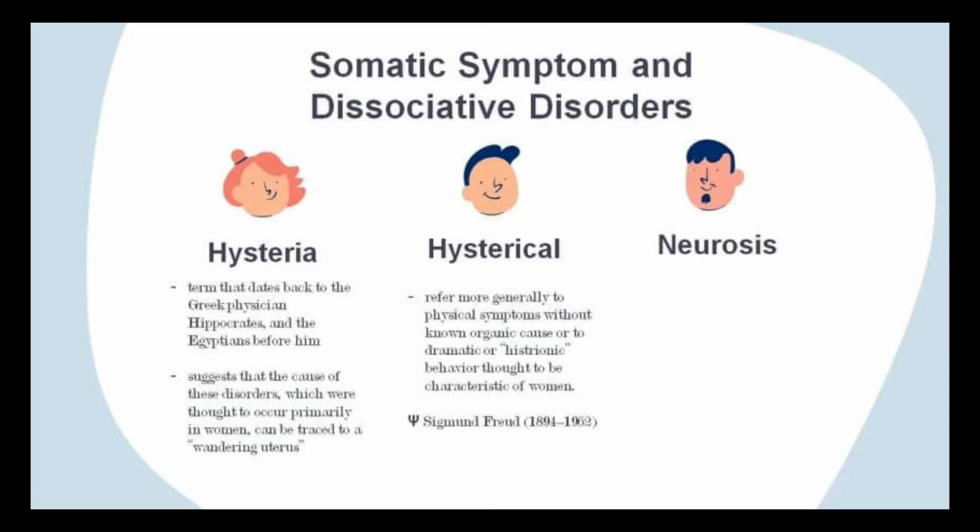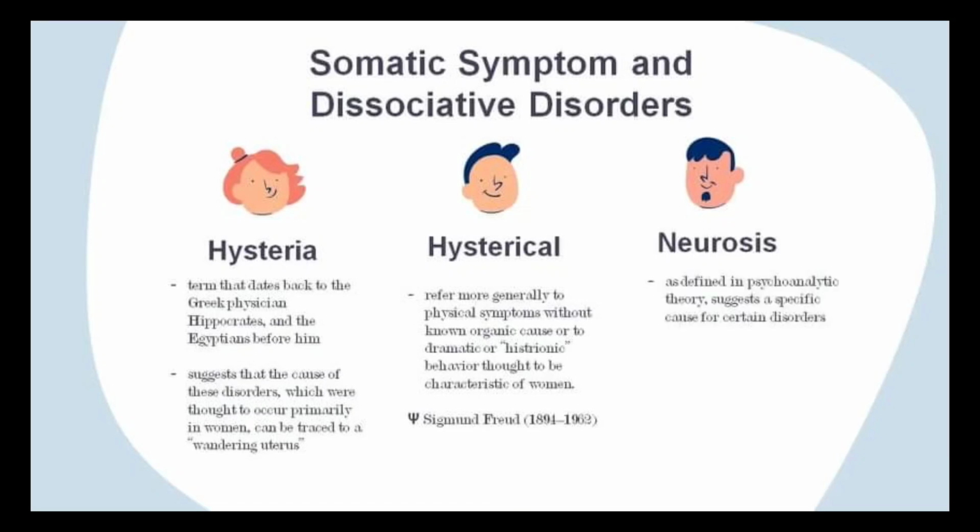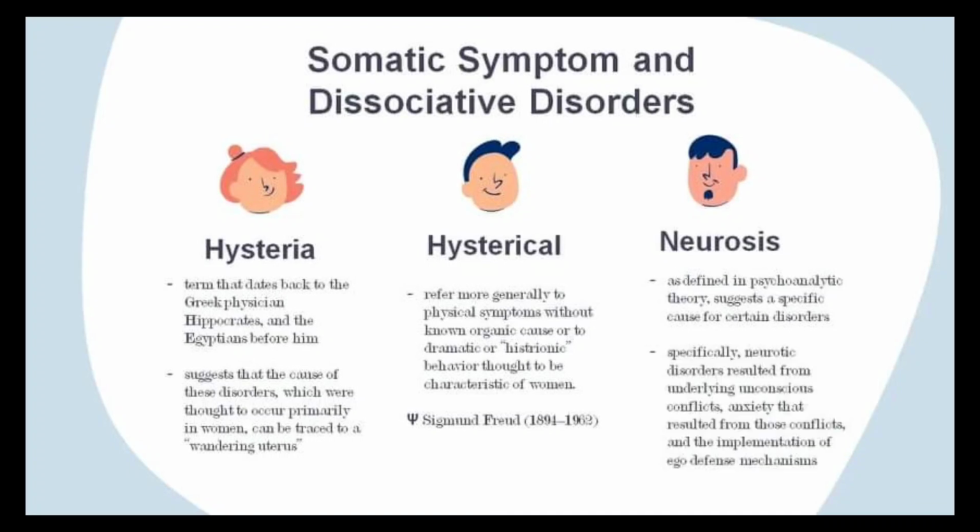longer used. And of course, to explain to you further the neurosis itself, the term neurosis, as defined in psychoanalytic theory, suggested a specific cause for certain disorders. Specifically, neurotic disorders resulted from underlying unconscious conflicts, anxiety that resulted from those conflicts, and the implementation of ego defense mechanisms. Okay, so somatic symptom and related disorders will be discussed by Ms. Shaira Prima.